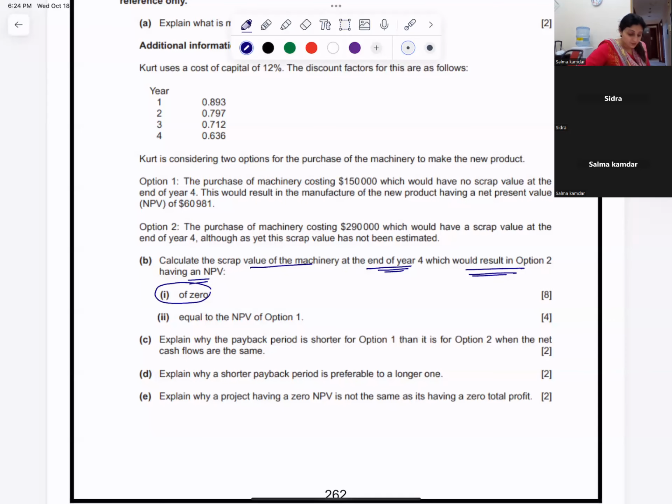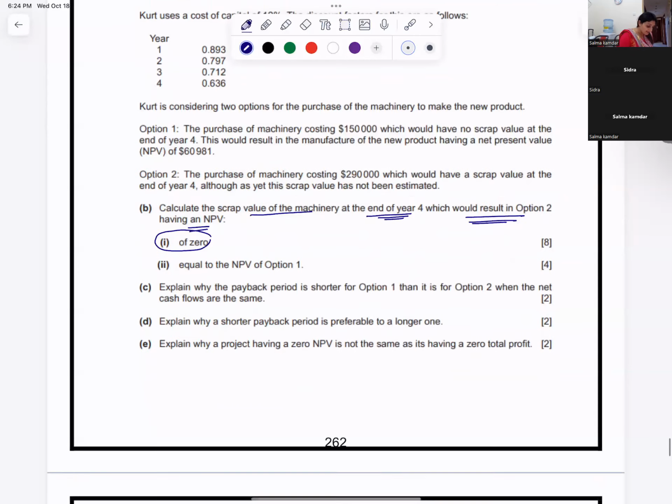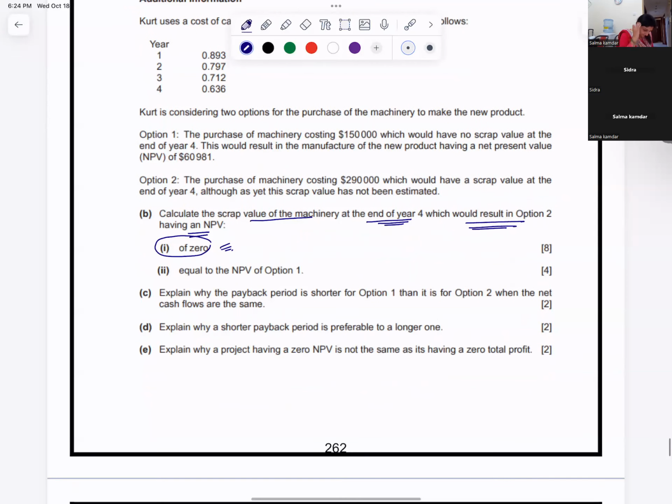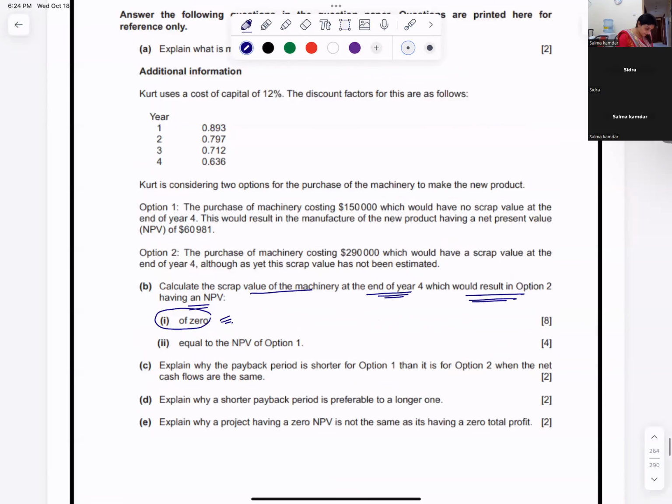So what are they actually asking you? You have to calculate the scrap value of the machinery so that your NPV is zero. Are you with me? Okay, now see over here.